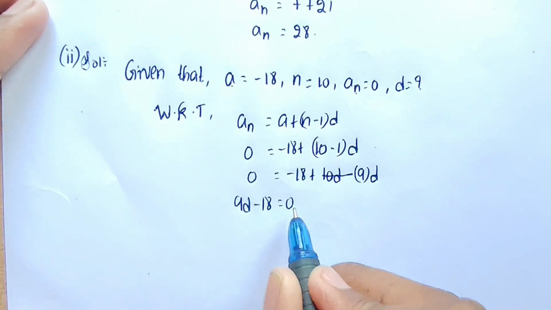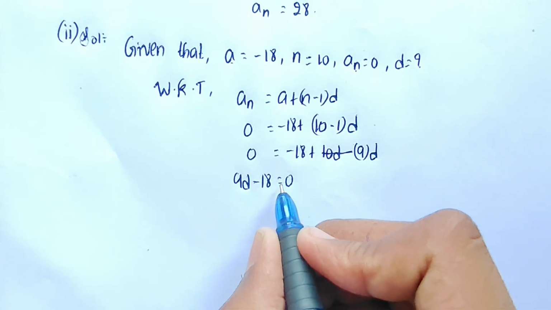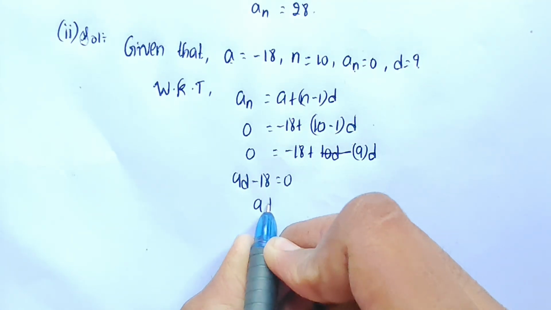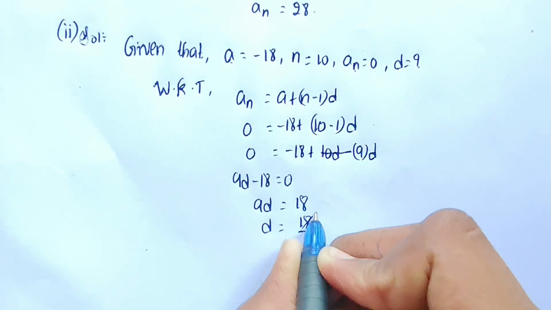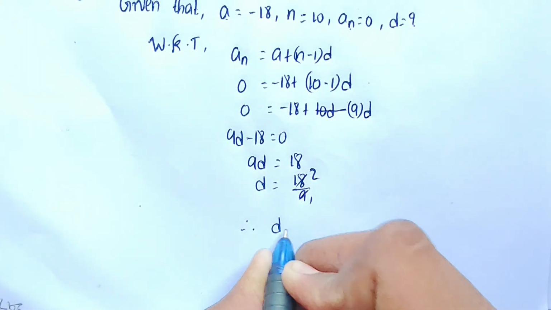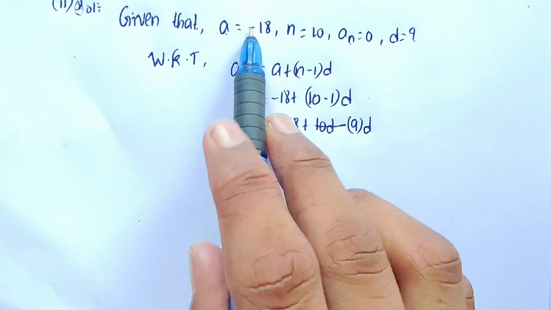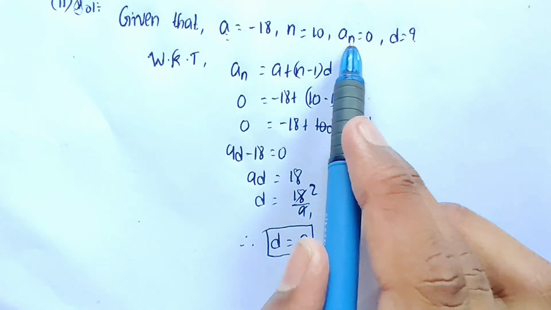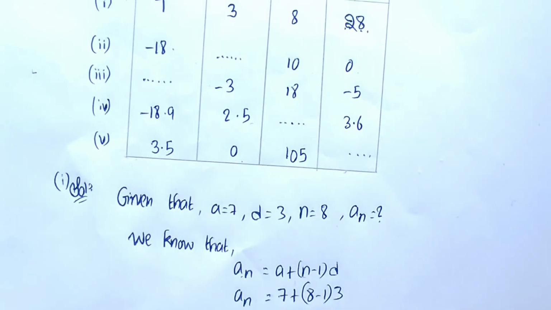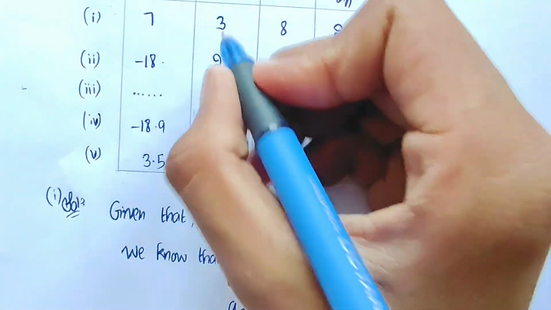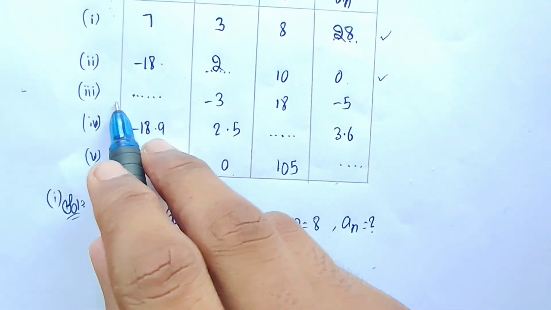So in this equation we got 9d minus 18 equals 0. If we transfer minus 18 to the right side, it becomes 9d equals plus 18. d is equal to 18 by 9. 9 ones are 9, 9 twos are 18. So therefore we got the value of d is equal to 2. By the given data a equals minus 18, n equals 10, a_n equals 0, we got the value of d as 2. So I am writing here the value of d is 2. So we have completed the second question. Now let's go to the third question.